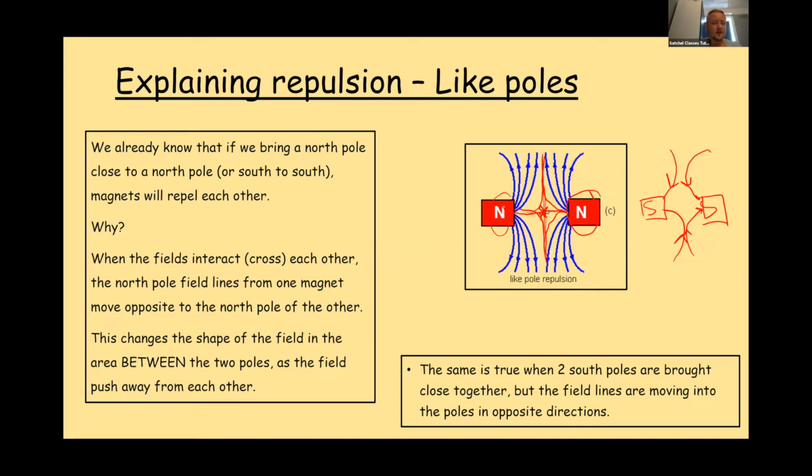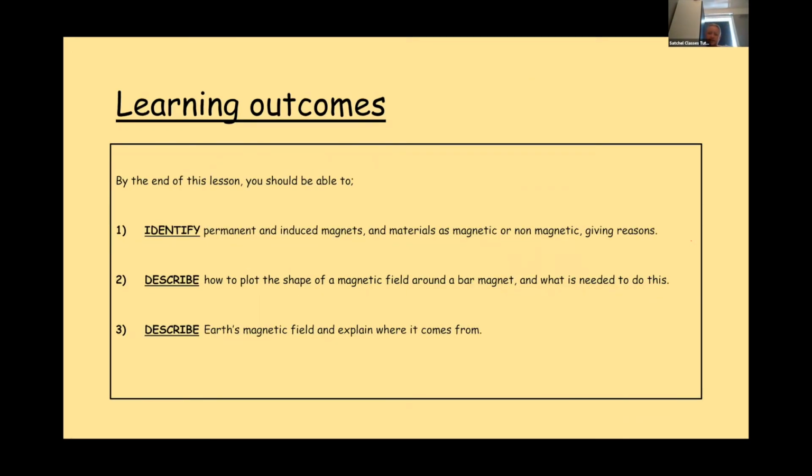So this explains attraction and repulsion very simply from the point of view of the magnetic field. So that's describing how to plot the shape of magnetic field around a bar magnet, what's needed to do this, and how the field itself is responsible for magnetic rules. Final part of this lesson then, describe Earth's magnetic field and explain where it comes from.